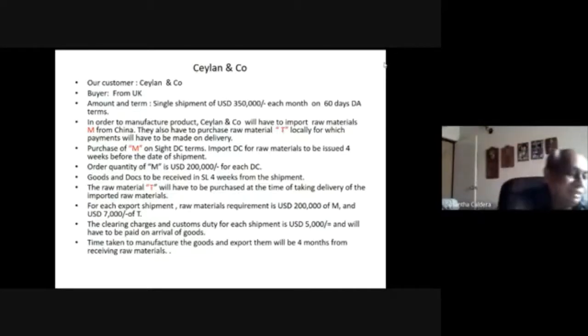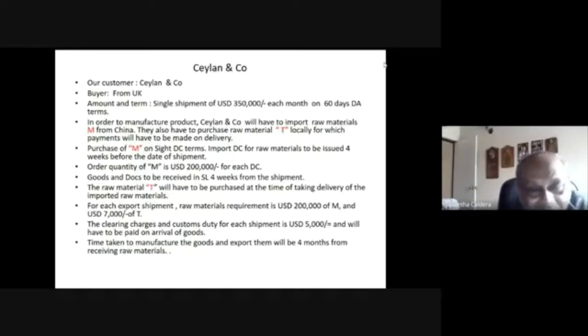Shall we mark the straight line? Extreme left corner: raw material M equals what? US dollars 200,000, on sight DC, on sight basis.